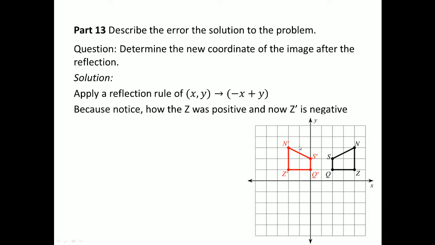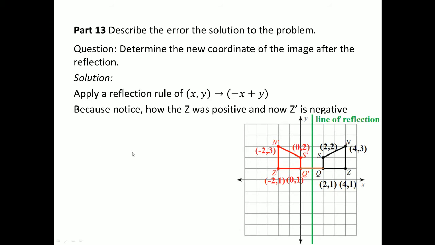And part 13 is your last part. Describe the error in the solution. Here's the question. Determine the new coordinates of the image after the reflection. The solution: apply the reflection rule (-x, y). Oh, there should be a comma. Notice how the z was positive, now the z is negative. Positive, negative. I did this for my justification. Now I'm going to describe it, okay?